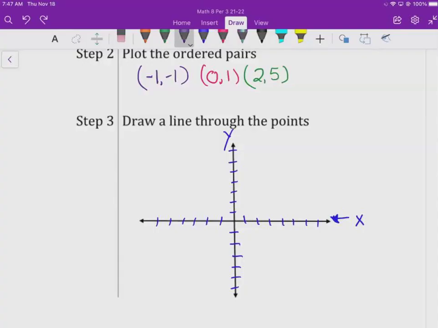So now we're just going to go plot our points. So we always start at the origin. Then we do -1, so left 1. -1 again, so that's down 1. Then we have the coordinate 0, so we go to the origin again. So 0 left or right, up 1. Then we go back to the origin. We go right 2 and up 5, and we're right here.